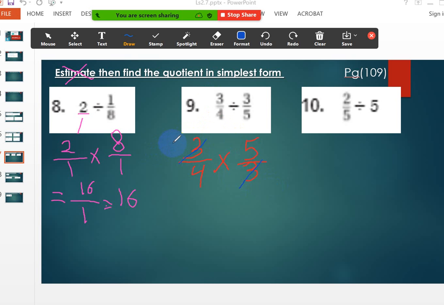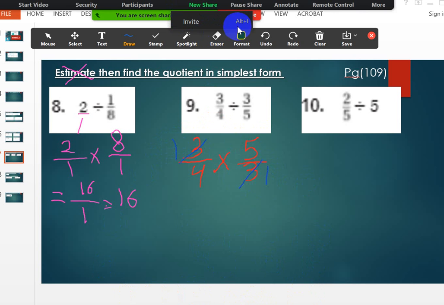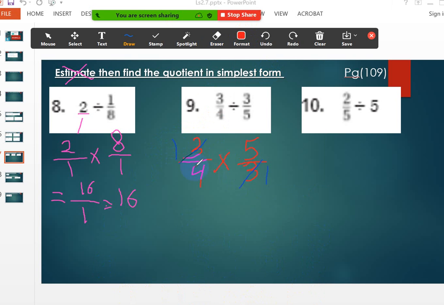3 divided by 3 equals 1. And 3 divided by 3 equals... I meant, yes, it will be 1. Okay, thank you. So let's continue now the multiplication. 1 multiply 5 equals 5, and 4 multiply 1 equals 4.